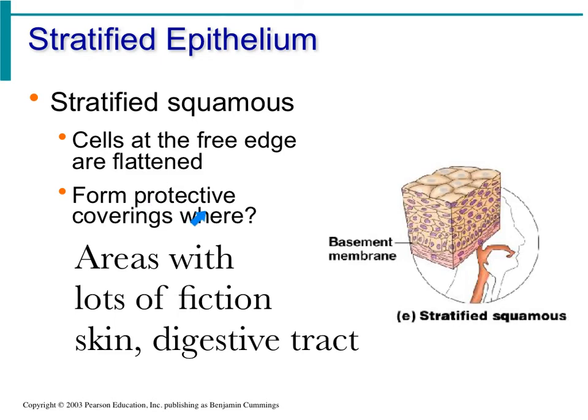So the function is forming protective coverings, because if something rubs along the apical surface, you've still got all of these cells that are still going to be there. So these occur in areas where there's lots of friction. In the skin, they're constantly losing the top layer of skin cells, but there's many, many, many skin cells underneath. In the digestive tract, same thing. Food is kind of scraping through and scraping off that outermost layer, but there are plenty of cells underneath, so your body's still well protected.